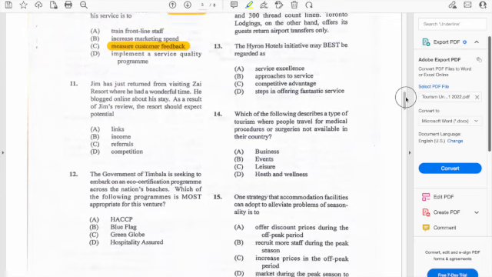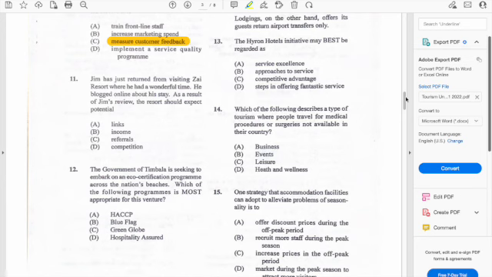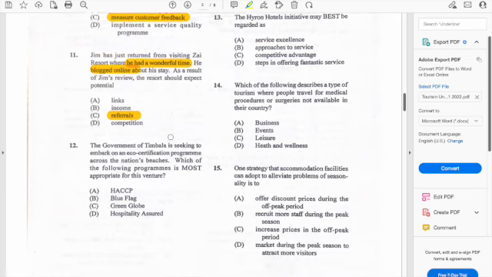Jim has returned from visiting Zai Resorts, where he had a wonderful time. He blogged online about his stay. So he said, notice he said he had a wonderful time, and he blogged online. As a result of Jim's review, the resort should expect potential referrals. So he's going to encourage persons to come to the hotel.